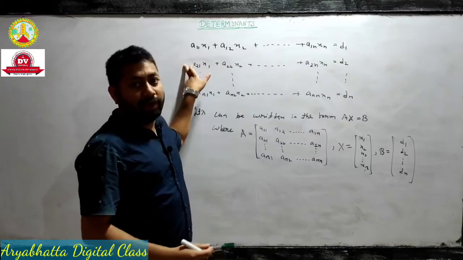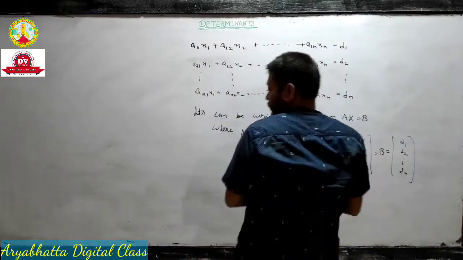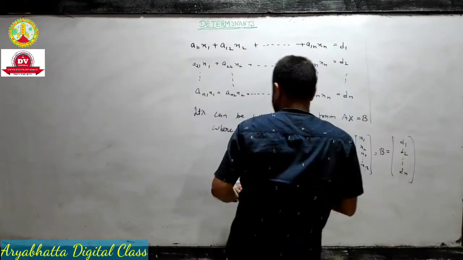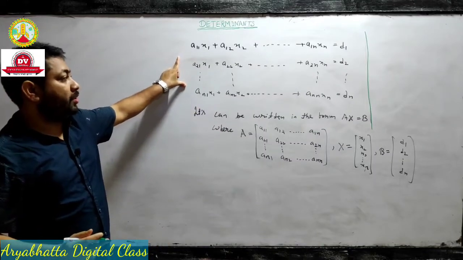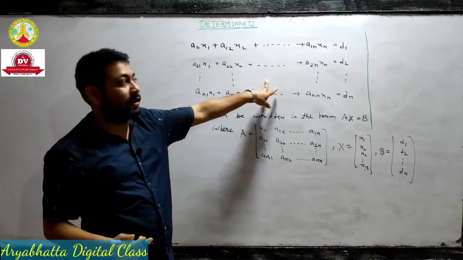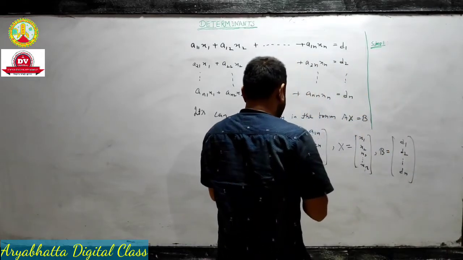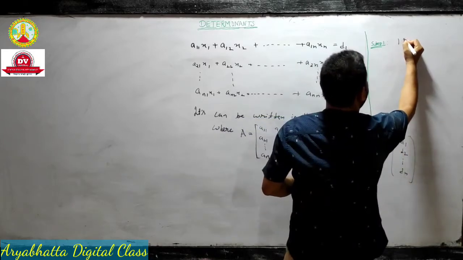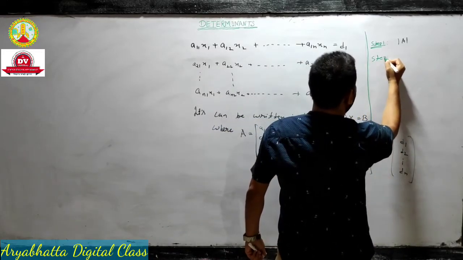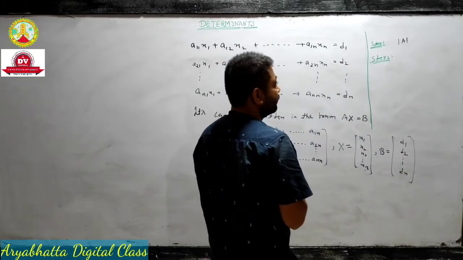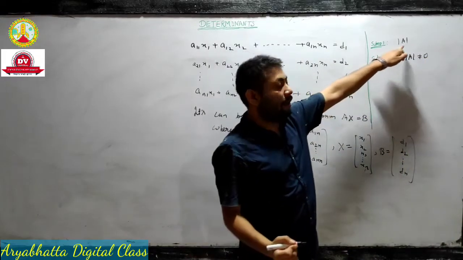To solve this system of linear equations, first we will find the determinant of A. Step 1: the determinant of A.